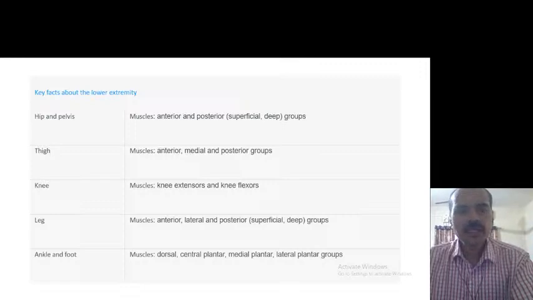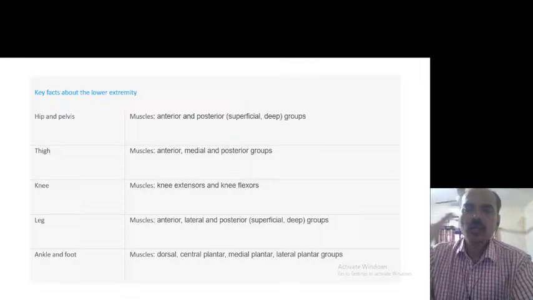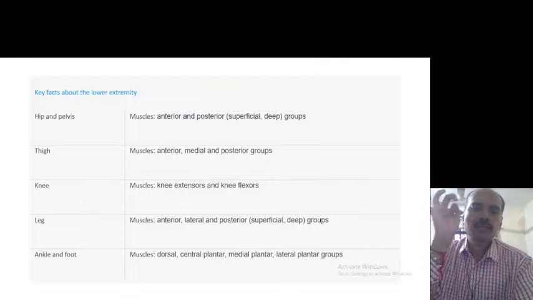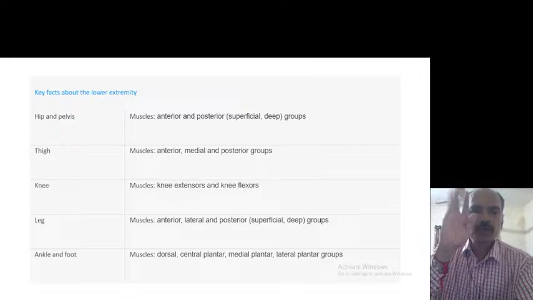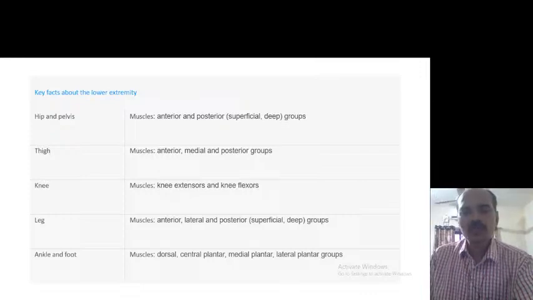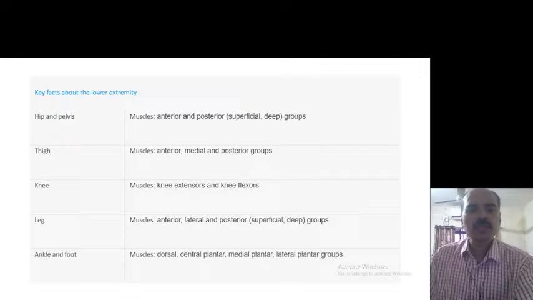Then in the leg there are again 3 compartments we had discussed. Now just like the hand, in a hand all thumb muscles are supplied by the median nerve, except adductor pollicis. Adductor pollicis is supplied by the ulnar nerve. Out of 4 lumbricals, 2 lumbricals are supplied by the median nerve, first 2, lateral 2. Medial 2 or ulnar 2 lumbricals are supplied by the ulnar nerve.